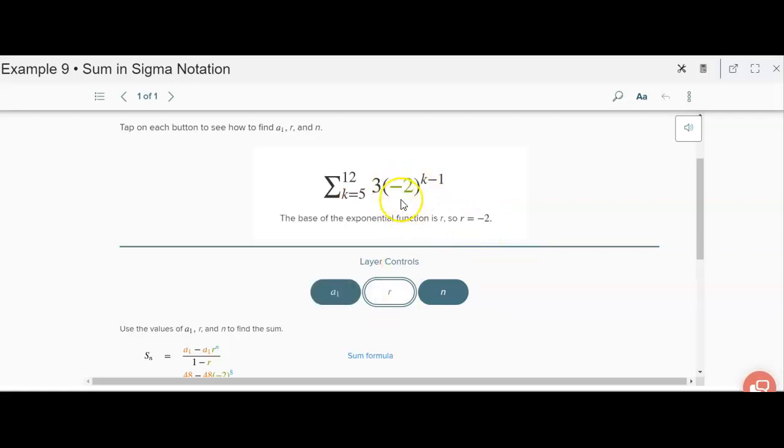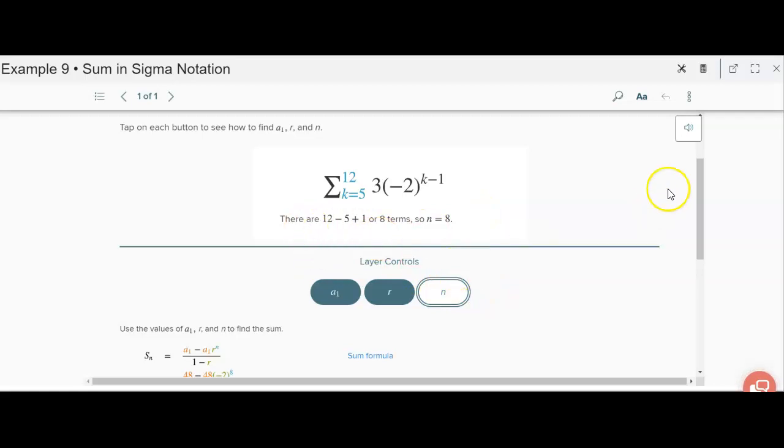And then R is easy. It's this number with the exponent. So whatever the base is, that's your R, because we're multiplying each term by negative 2 to get the next term. Then N, if you think about it, 12 minus 5 is 7, but like I said, this is really 8 terms, so we'd have to add 1 to that. So there's 8 terms, because 5, 6, 7, 8, 9, 10, 11, 12, that's 8 terms altogether.